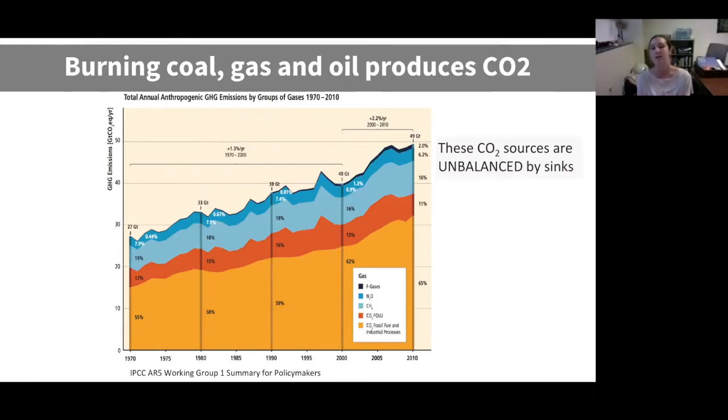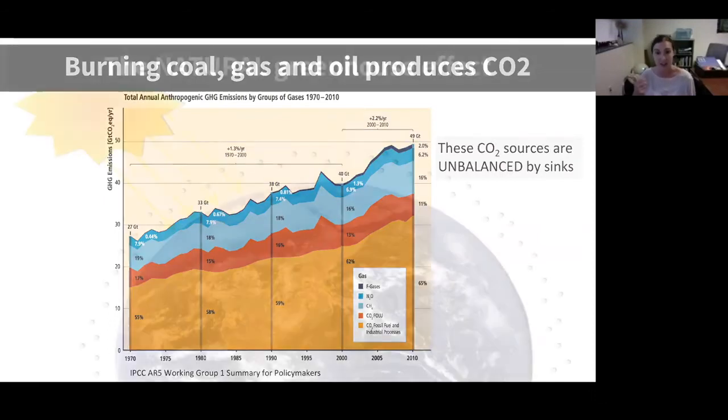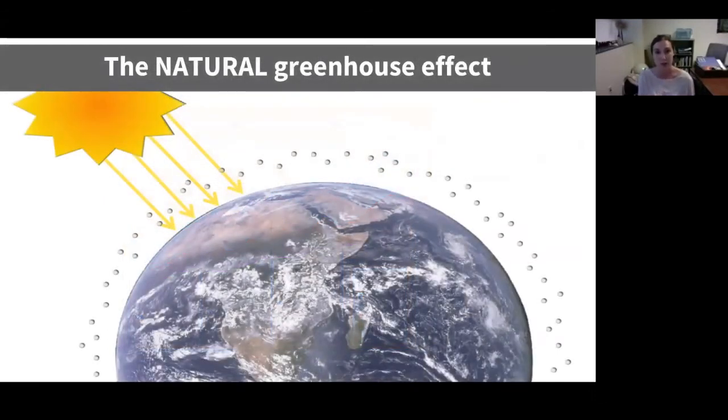We're releasing things like methane, which is this light blue, CH4, and nitrous oxide, which is the turquoise color above. And these fluorine gases are much more minor components. And the critical point that I've got on the side here is these are sources of carbon dioxide that are not accounted for by any natural ability of the planet to take up that CO2. So that's like an extra addition that is adding to the concentration of CO2 in the atmosphere.